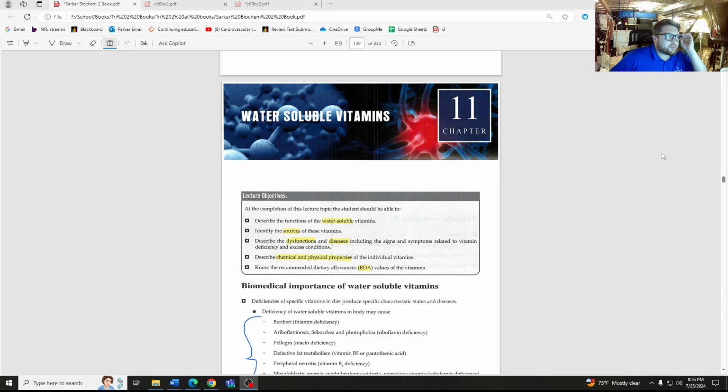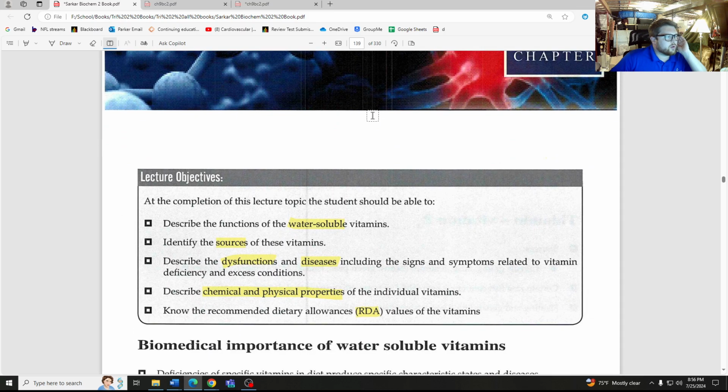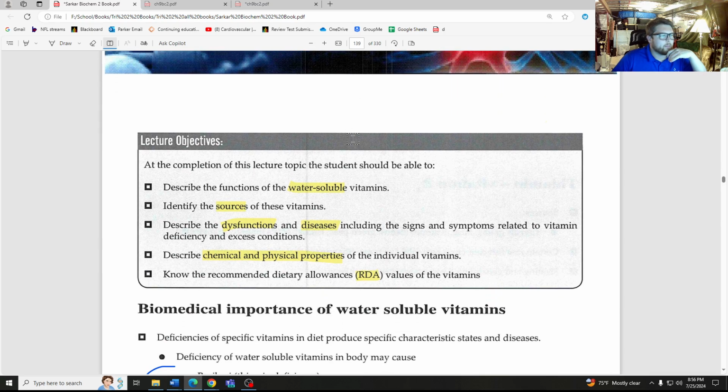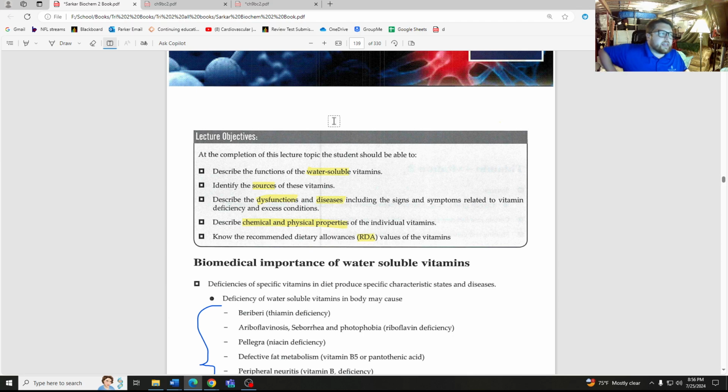We're going to look at Chapter 11, the water-soluble vitamins. So this chapter, there's a fair amount of reading, and it's going to kind of bounce around a little bit. I got a lot of information that is pretty memorize-y, if that makes sense.